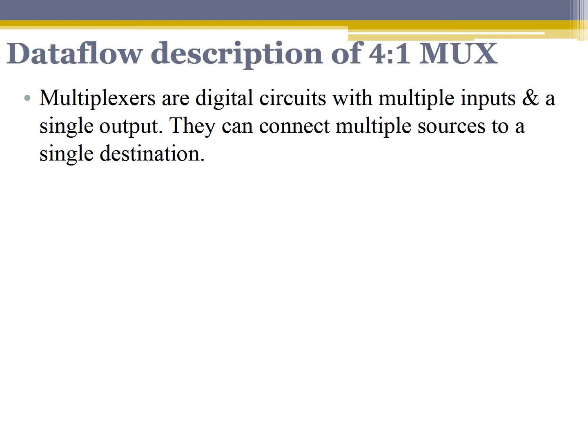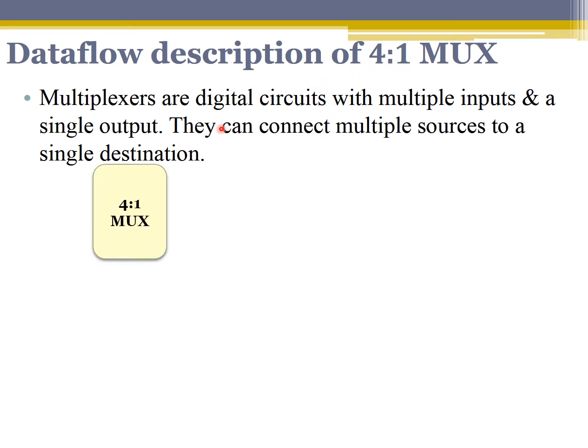So we all know that a multiplexer is a circuit which has multiple inputs and a single output. One out of the multiple inputs is selected based on the value of a selection line. So that is, they can connect multiple sources to a single destination. So we are going to write the data flow description of a 4:1 mux.